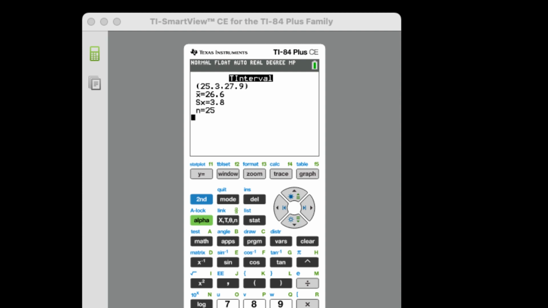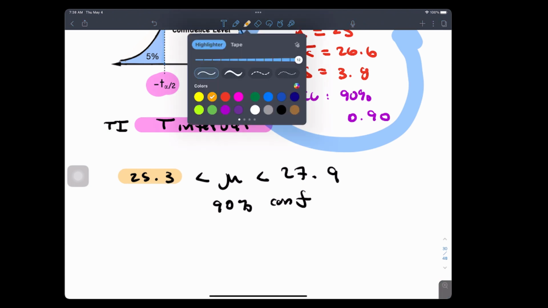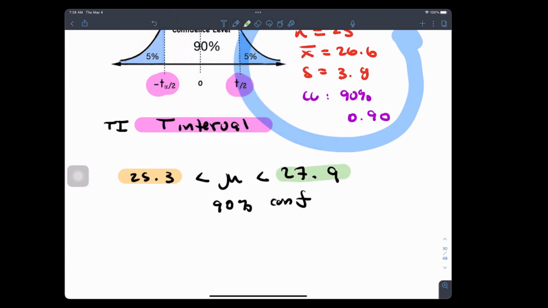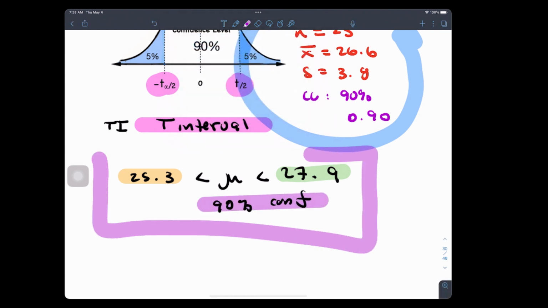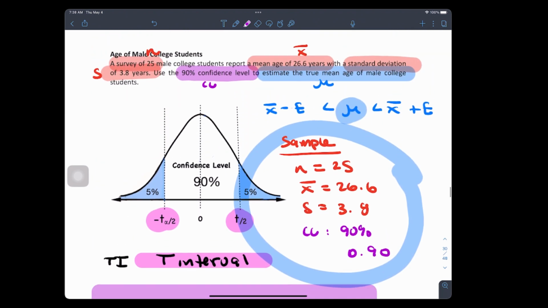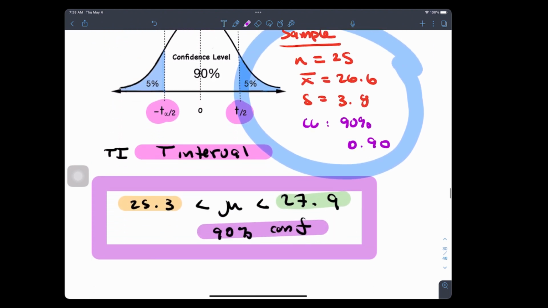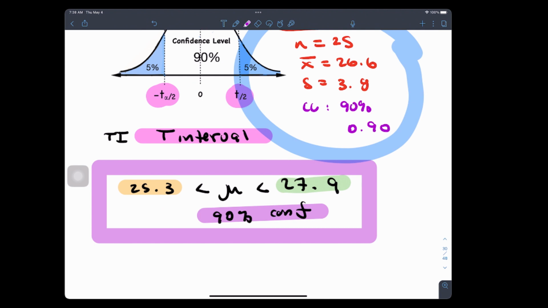Confidence, okay? So let's look at this on the iPad. So what I'm saying to you guys now is 25.3 at the lower value, 27.9 at the upper value, and then 90% confidence level. So this is about the age of male college students. So you can look at demographic information and say the true mean age of male college students is somewhere between 25.3 and 27.9. We can say this with 90% confidence.